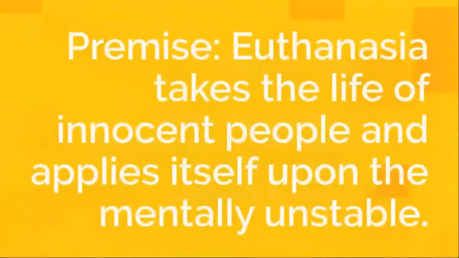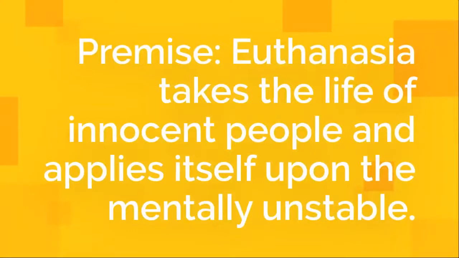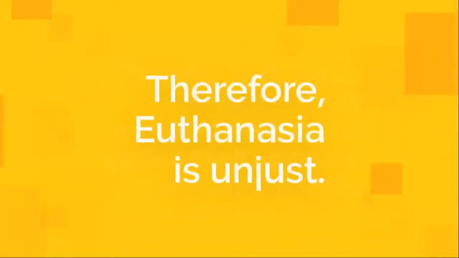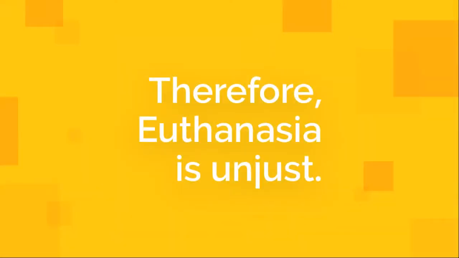So a third premise is that euthanasia takes the life of innocent people and applies itself upon the mentally unstable. Okay, so now I'm validating here that euthanasia is indeed an act that applies both of the premises I just stated. So therefore, noting that euthanasia applies both of these acts would make euthanasia unjust.